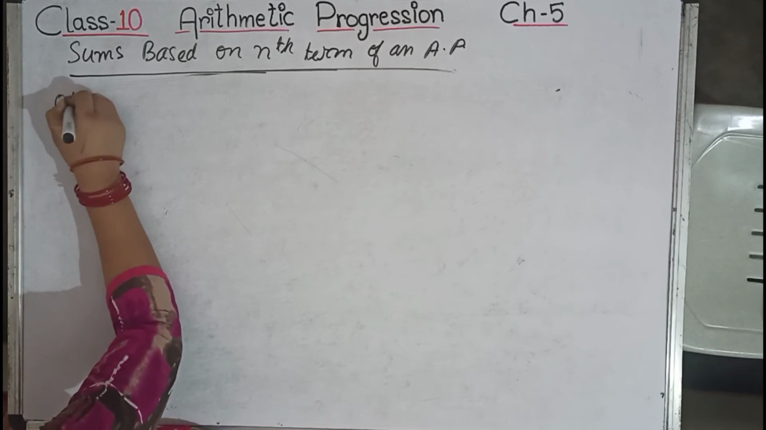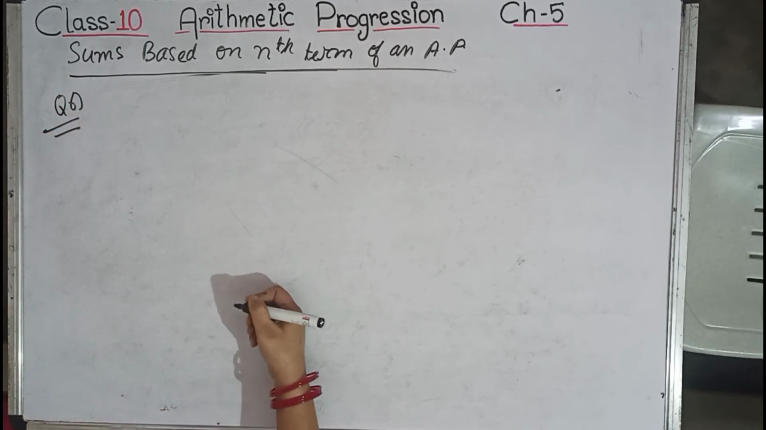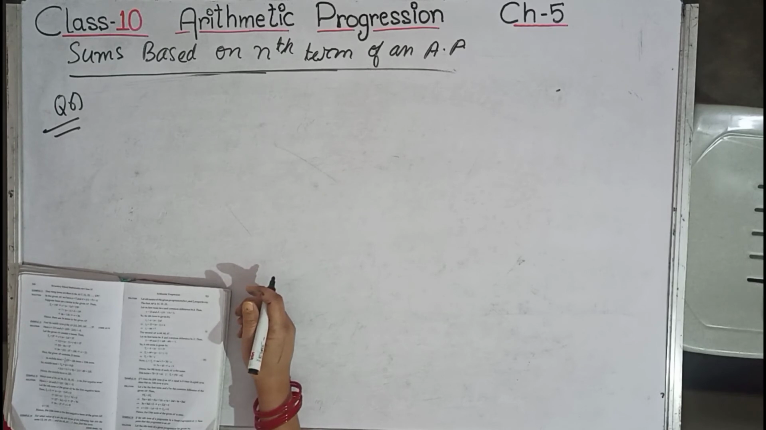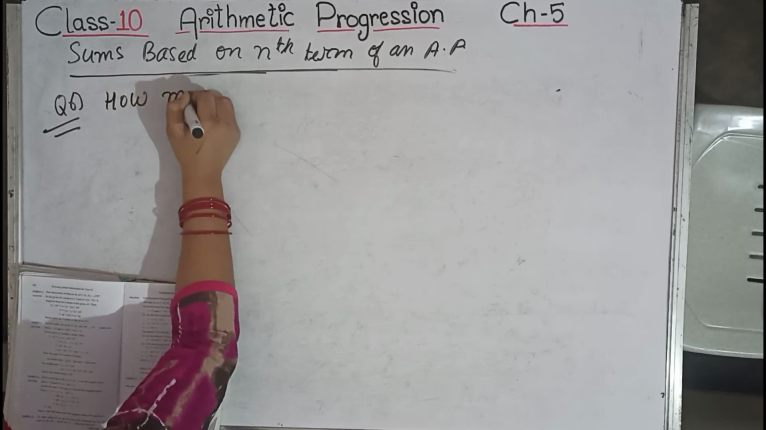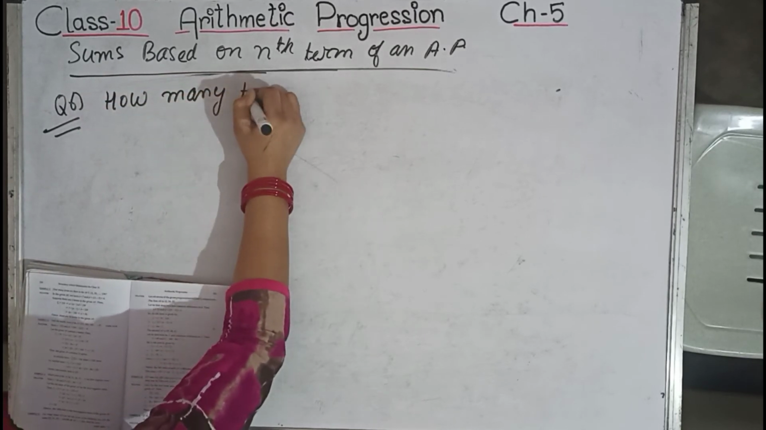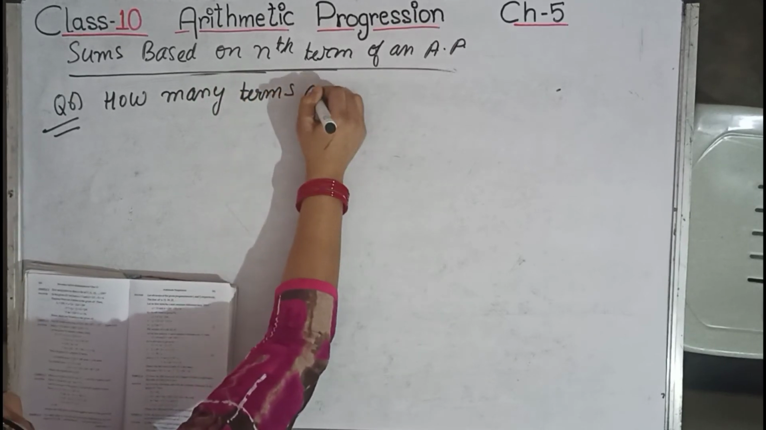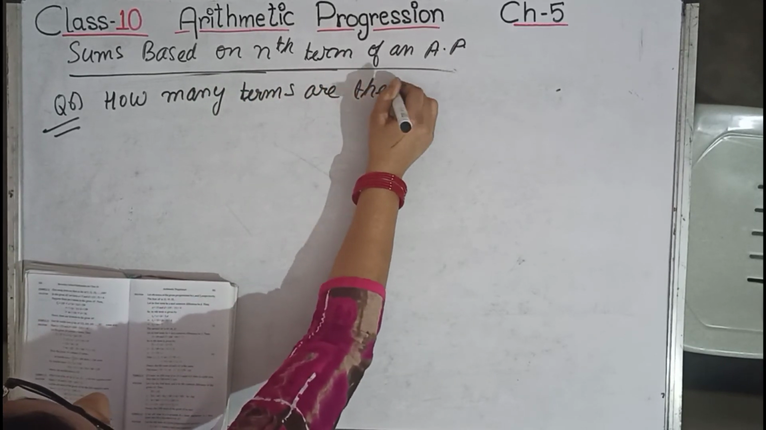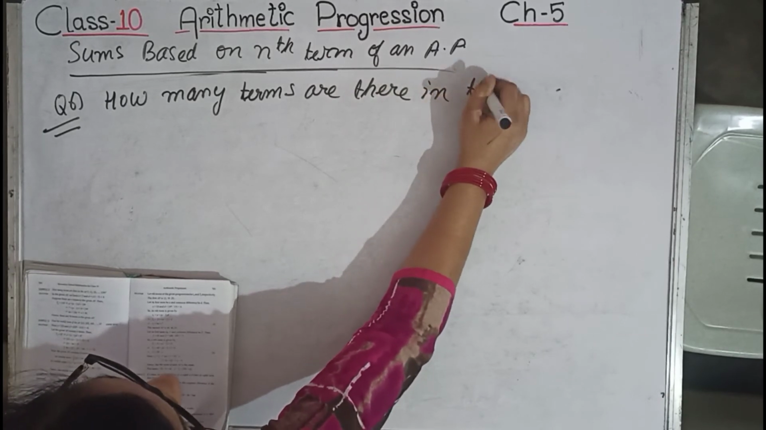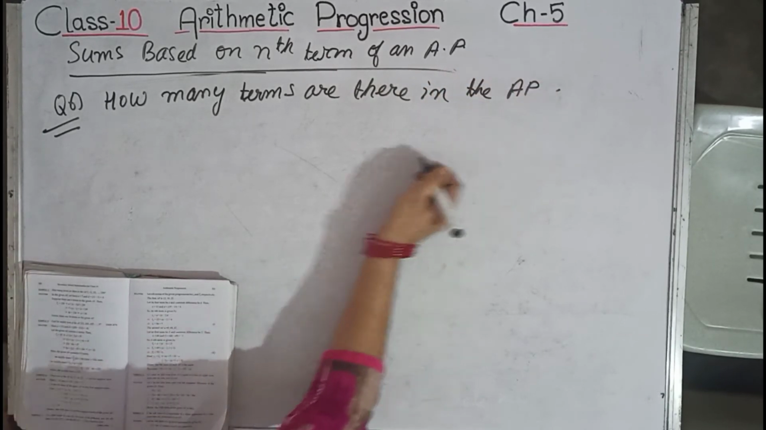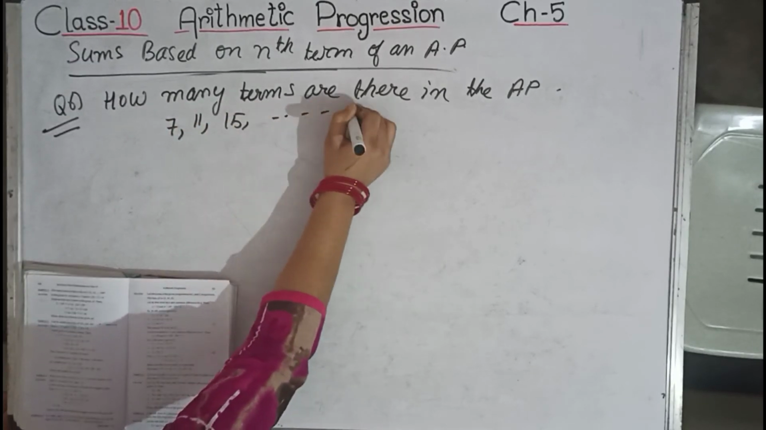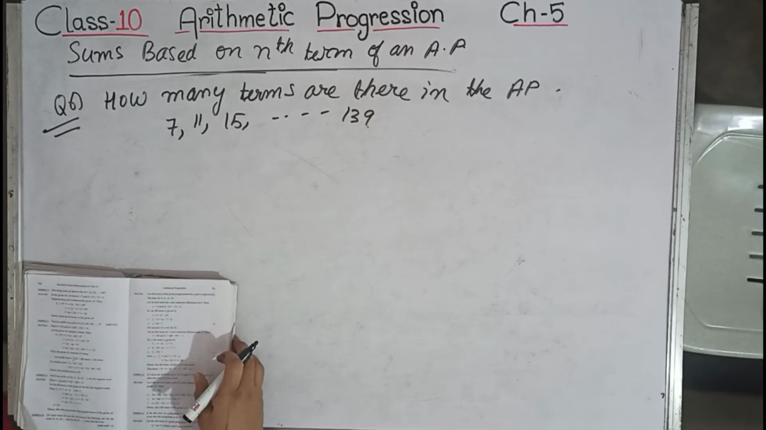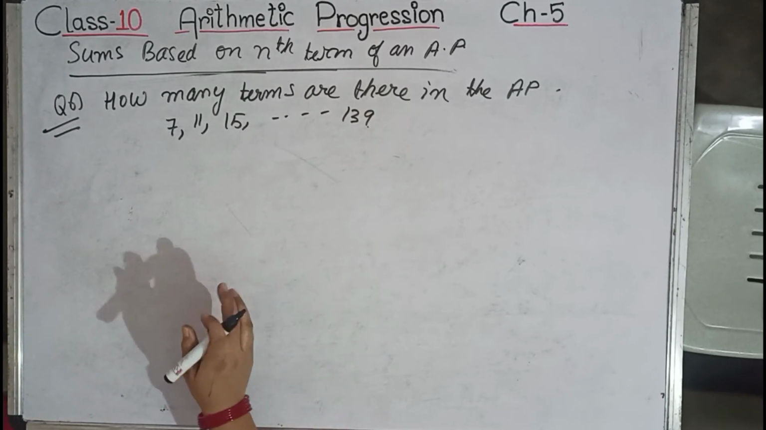Question number 6 is saying, how many terms are there in the AP 7, 11, 15 and so on till 139? So we have to find the value of n.